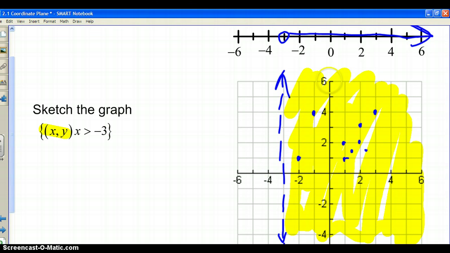So it doesn't matter how big Y is. Y can be 6, Y could be -4. It could be way up there. It doesn't matter what Y is. But as far as the X is concerned, it must be bigger than -3.